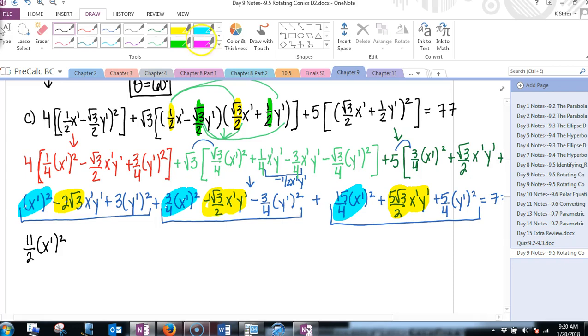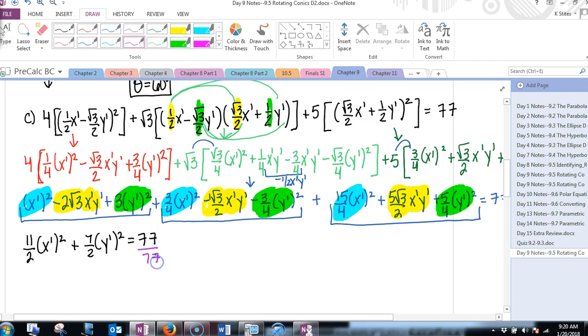And then we'll do our y's. You've got, that was there, 3y prime squared minus 3/4 plus 5/4. And that should give you 7/2 equals 77. Okay, but you're not done. We have to divide by 77.